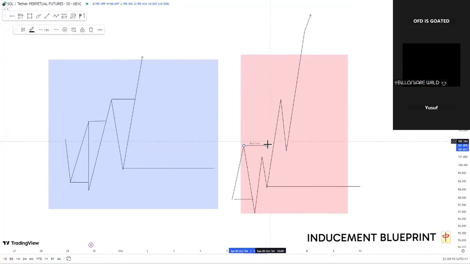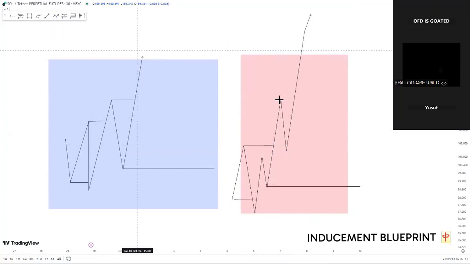So now tell me the difference between the A plus and the B plus. Yusuf, are you there? Tell me the difference between the A plus and the B plus now. The A plus, there's a break of structure, then inducements, while the B plus, there's an inducement before the break of structure. So you guys got it. That's the difference between the A plus and the B plus now.